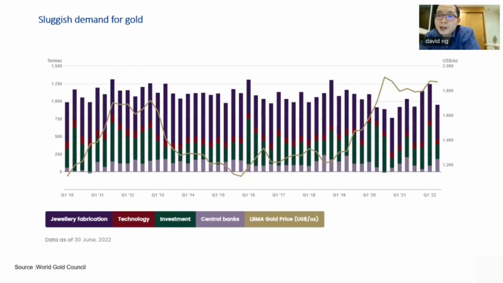Keep in mind, if you are trading the gold market, the World Gold Council is a very good website. It has a lot of data. If you're someone who loves to look at data and charts, this is one of the important things to look at, especially when you want to assess the demand and supply for gold.